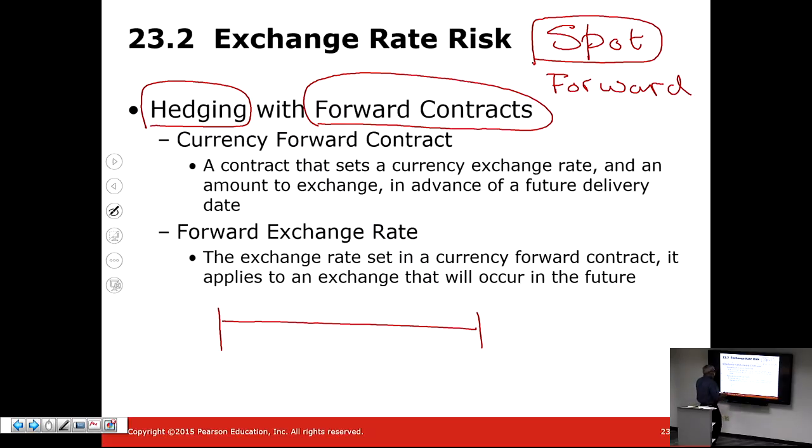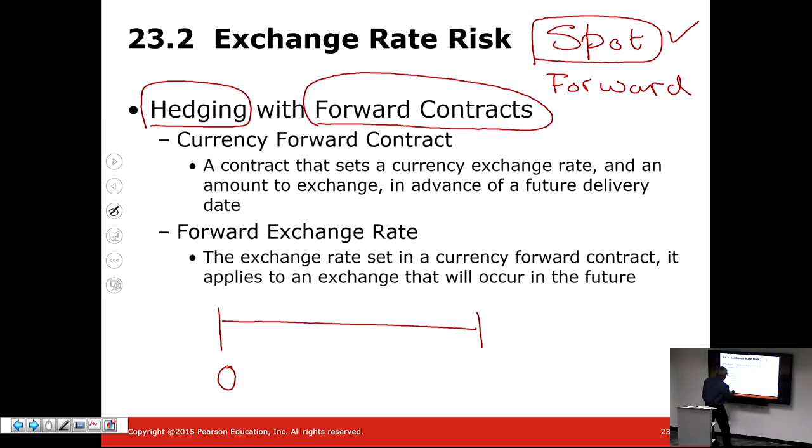So if I go to the market today, you most readily interact with the spot exchange rate market when you go to a foreign country. You get off the airplane, you go to a foreign exchange counter, you give up some dollars, and you buy some foreign currency. That transaction takes place in the spot market.